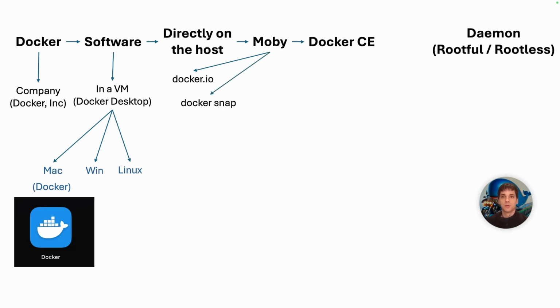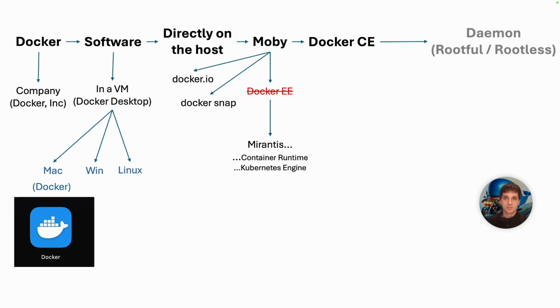You can also use the Docker snap package, which is also something I would not recommend because this is still not an officially supported Docker, and this will run the Docker daemon in a container. So you will not be able to mount any files outside of your home directory. And there was the Docker EE, which was the Docker Enterprise Edition, which is not there anymore because it was bought by Mirantis and they made the Mirantis Container Runtime and the Mirantis Kubernetes Engine.